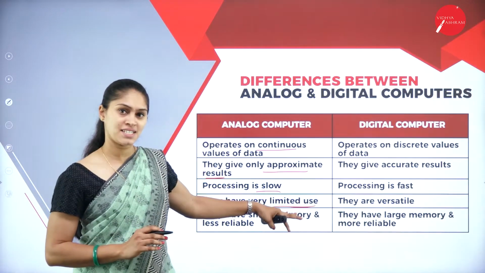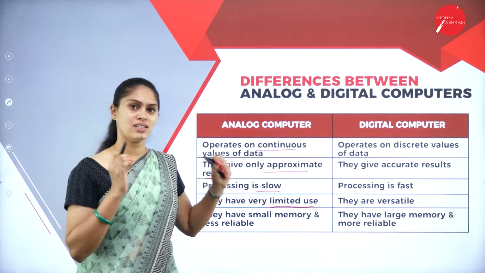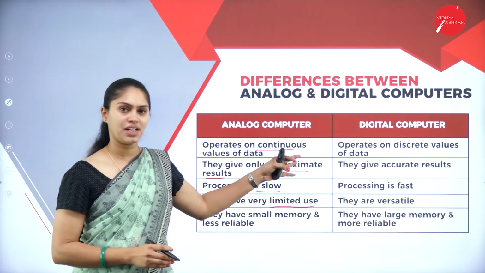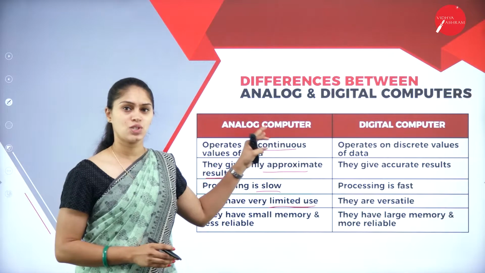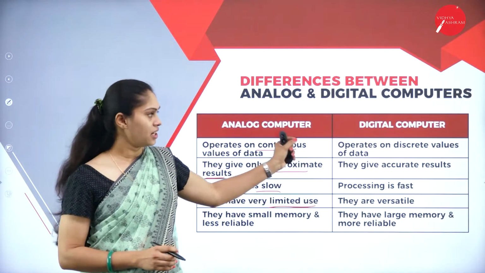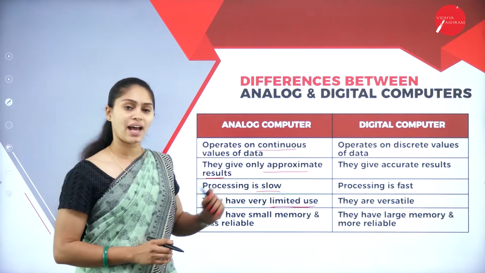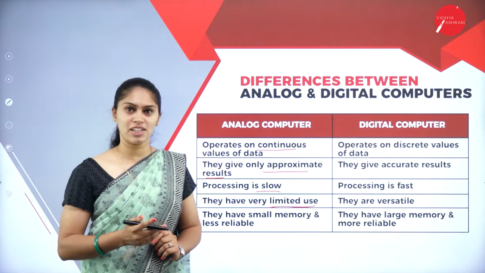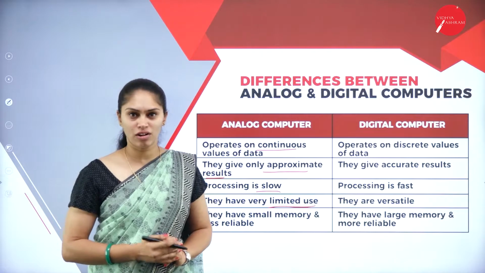Analog computers have limited use. These types of computers are mainly used for a specific purpose. But when it comes to digital computers, you can take laptops, computers, and desktops as examples of digital computers, right? So they are more versatile. They have the ability to perform more than one kind of task.